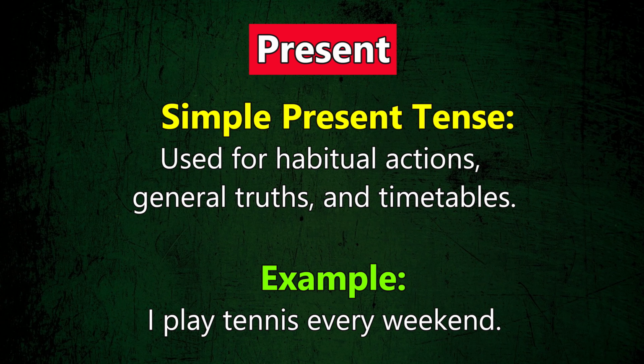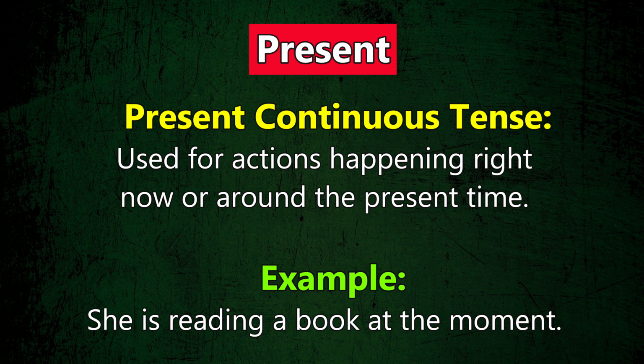Present tenses. Simple present tense. Used for habitual actions, general truths, and timetables. Example: I play tennis every weekend. Present continuous tense. Used for actions happening right now or around the present time. Example: She is reading a book at the moment.